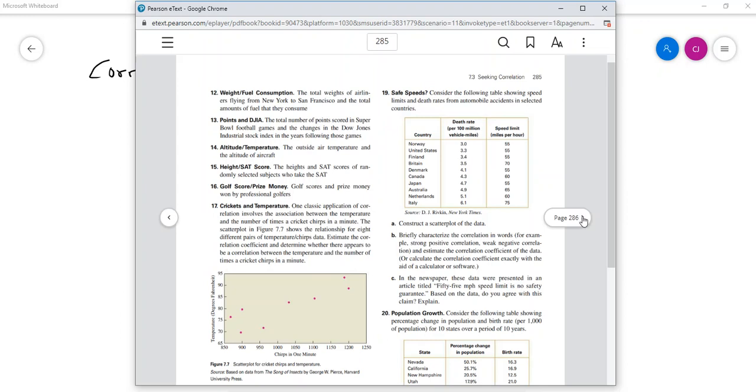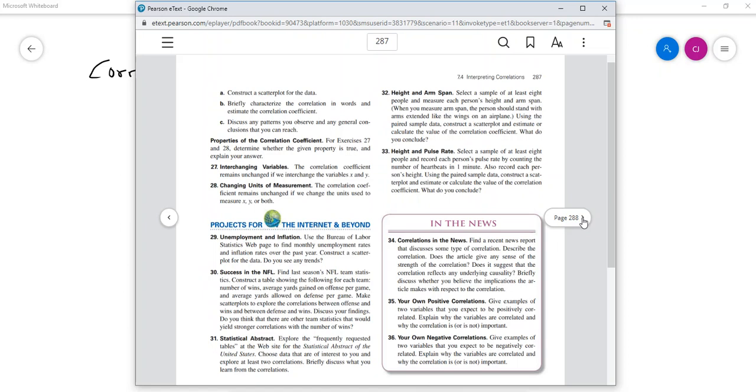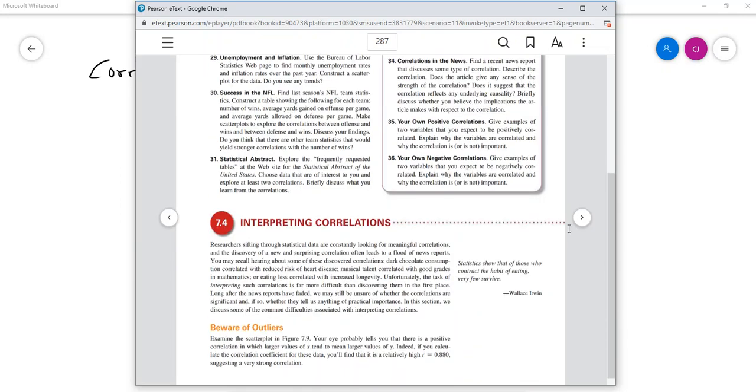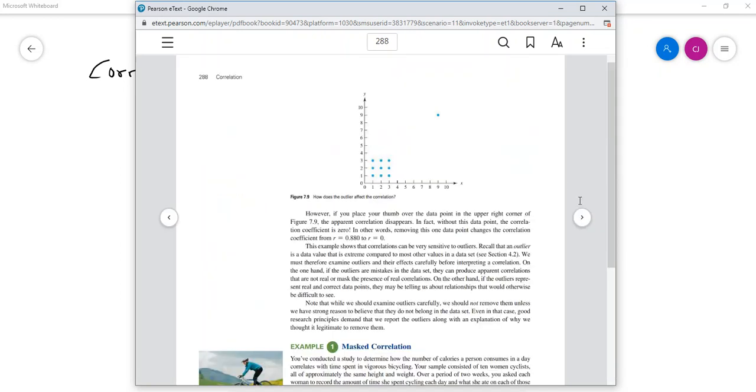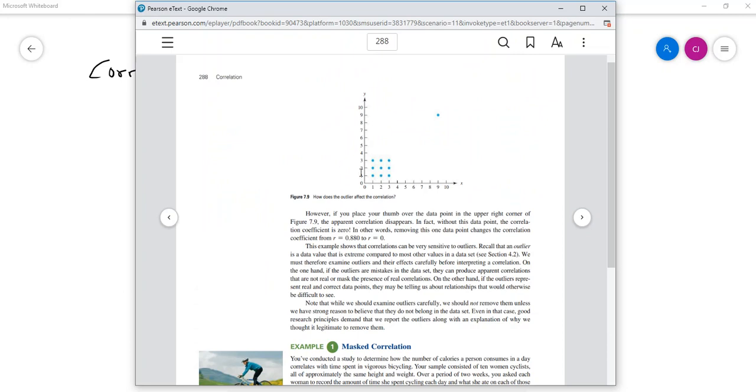But before I do that, I want to make sure I get through a few things in 7.4. We went one too many pages. There we go. Okay, so 7.4 in this book talks about interpreting correlations, and we actually have been doing that. So I'm going to kind of quickly move through this. And the one thing that they focus on here at first is they say outliers do affect correlation coefficients.